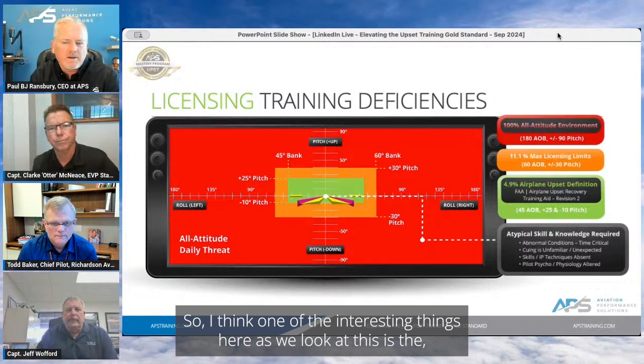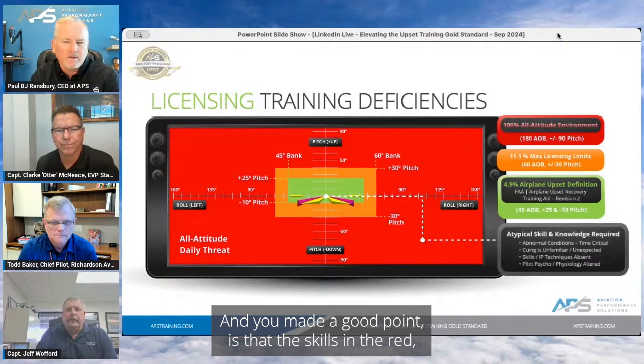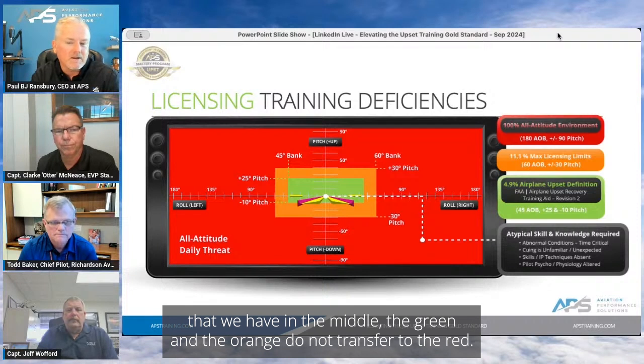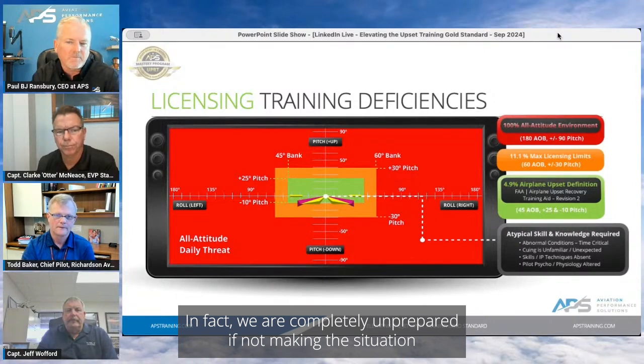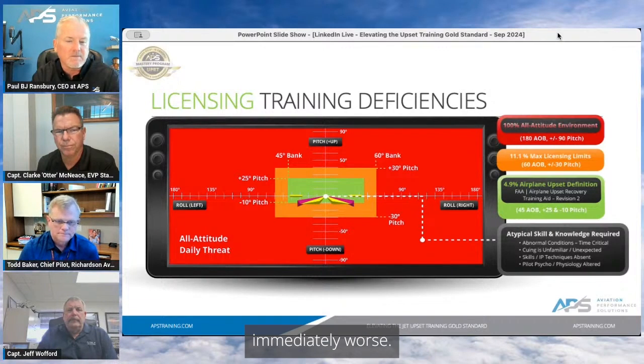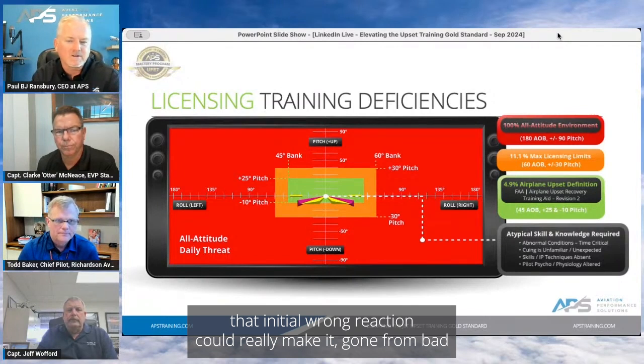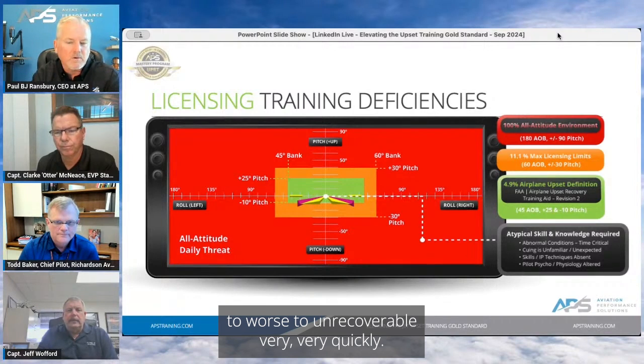I think one of the interesting things as we look at this, and you made a good point, is that the correct skills in the red do transfer into the middle, but the skills that we have in the middle, the green and the orange, do not transfer to the red. In fact, we are completely unprepared, if not making the situation immediately worse. Like Todd mentioned earlier, that initial wrong reaction could really make it go from bad to worse to unrecoverable very, very quickly.